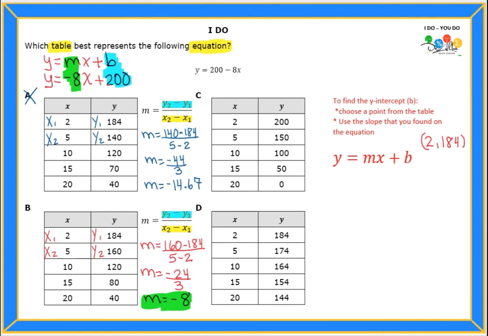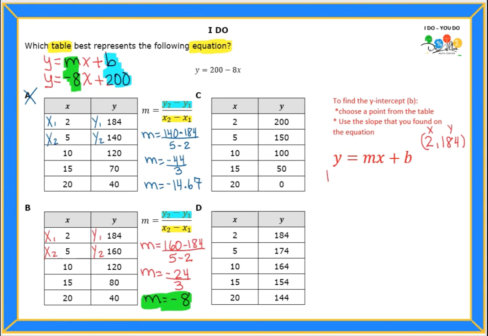And honestly, as a challenge, you can choose any other points from my B choice, follow my steps, and see if we get the same number or not. Because remember, no matter what point you choose, we should all get the same answer. So my challenge to you is don't use the point that I'm using. Choose your own point and see what you get. So 2 is my x and 184 is my y.